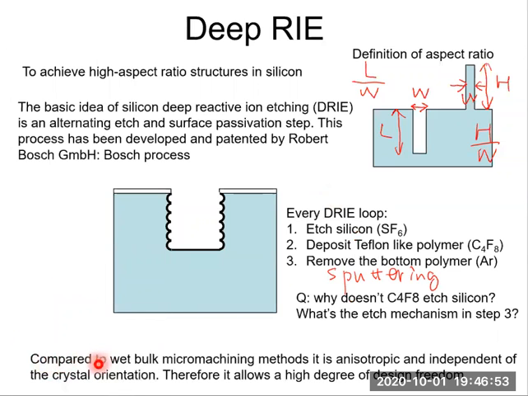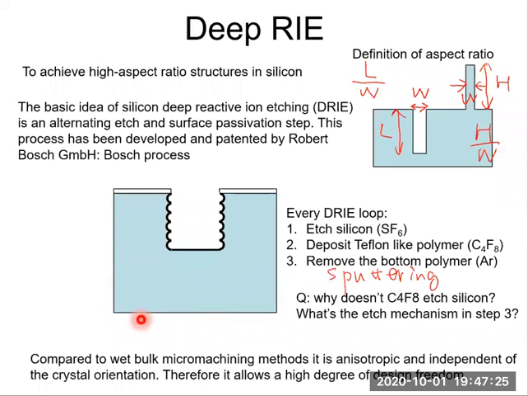Compared to wet bulk micromachining methods, such as KOH or TMAH, deep RIE is anisotropic. It etches vertically, and very importantly, it's independent of the crystal orientation. Therefore, it allows a high degree of design freedom. You can recall that.